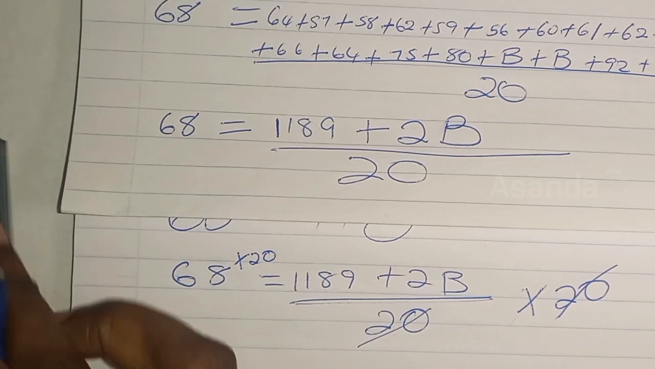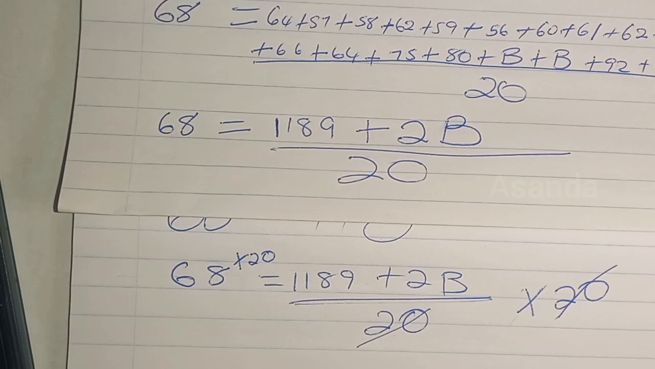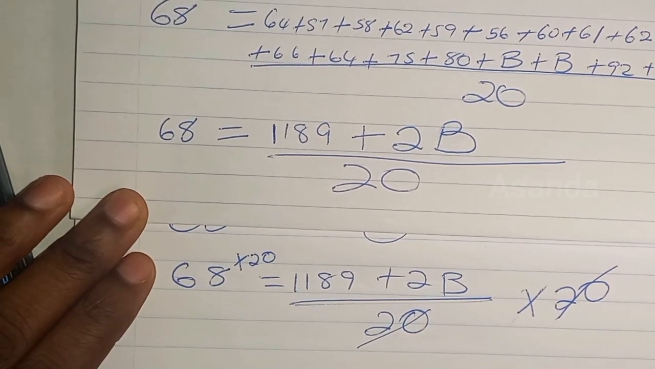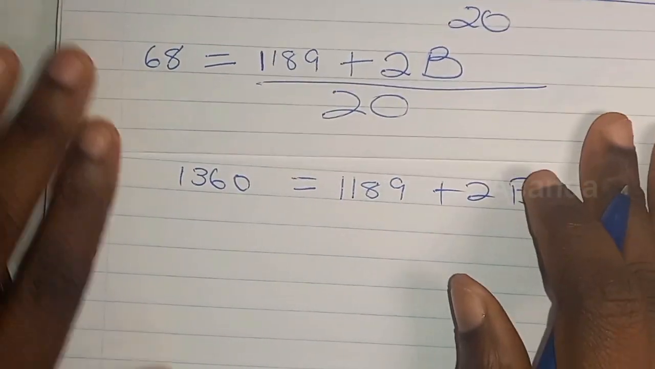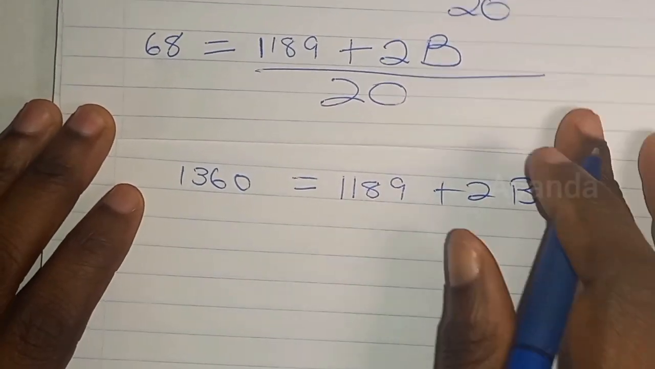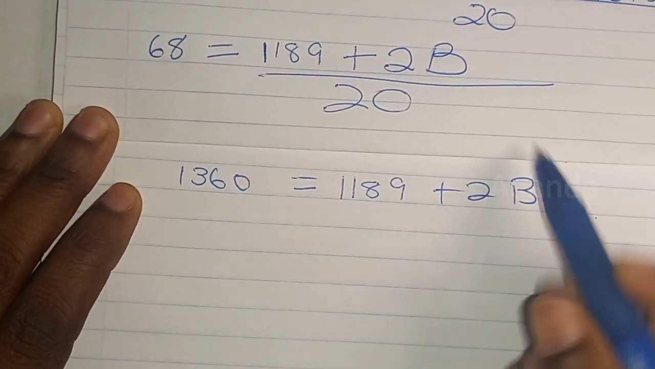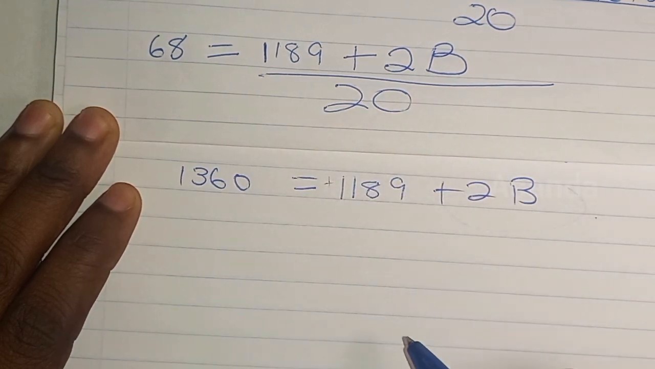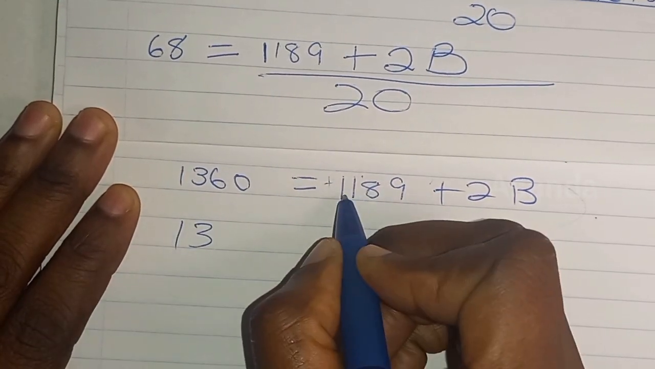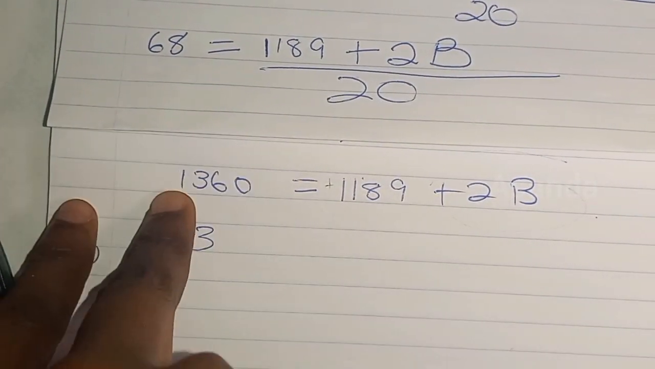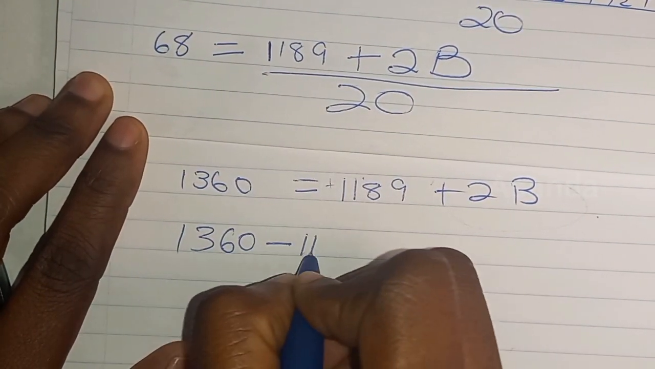Okay, and then I say 68 times 20, and that is 1,360 is equal to 1,189 plus 2B. See, now it's simpler. Okay, then 2B is sitting with 1,189, and 1,189 is positive, right? So I'm going to take it to the other side, and it's going to change the sign. It's adding, and when it comes this side, it's going to minus, the opposite, right? So 1,360 minus 1,189.